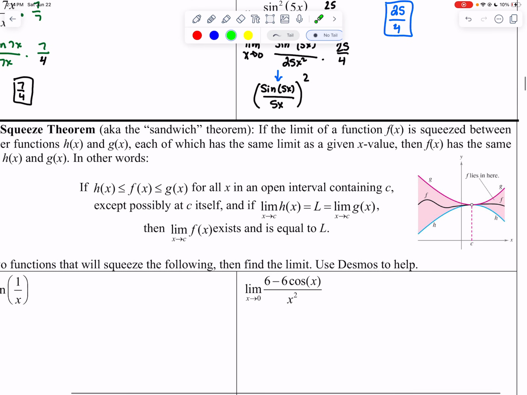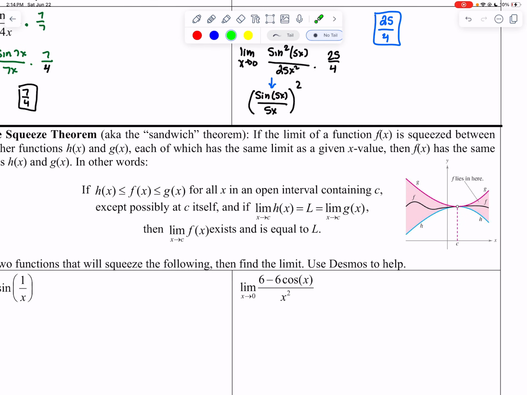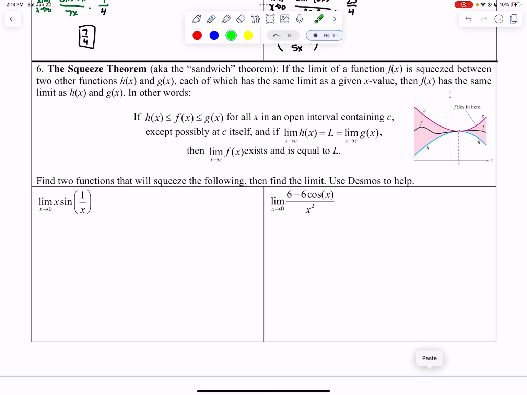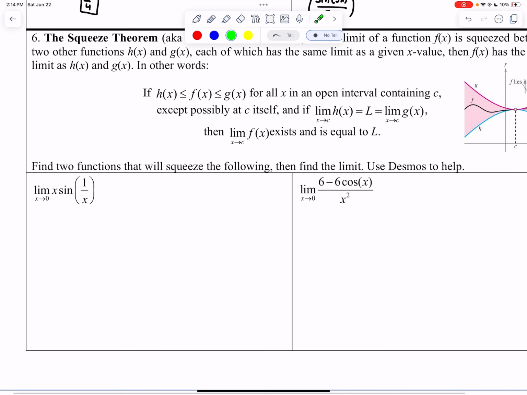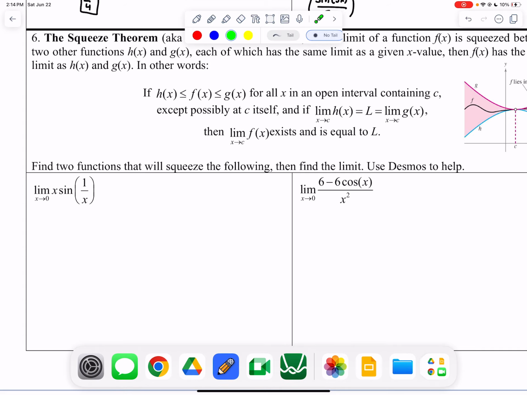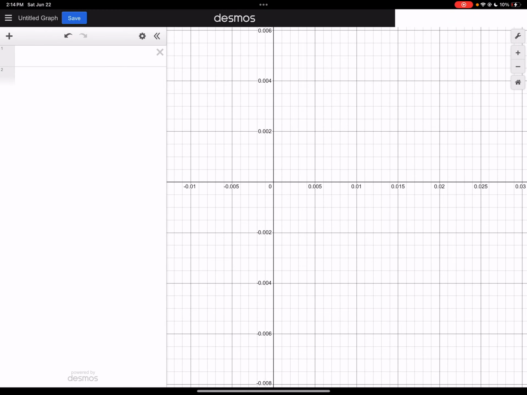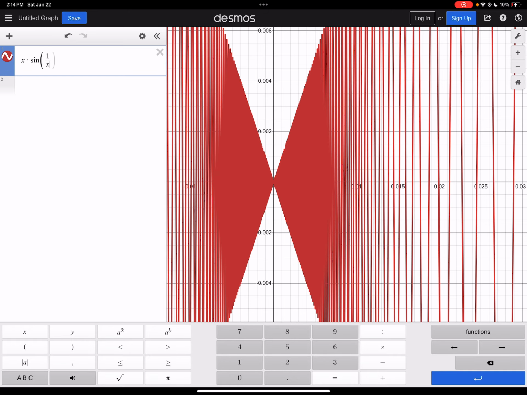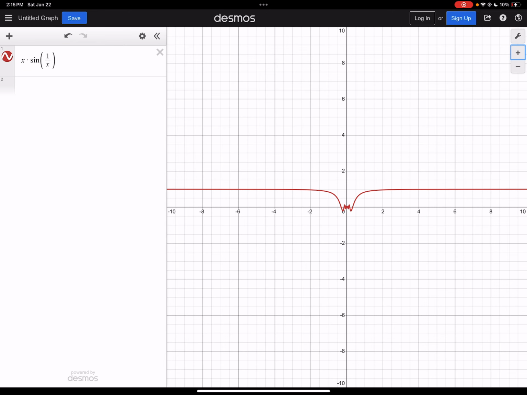Here's the formal statement. So if h of x is less than or equal to f of x, which is less than or equal to g of x, then all of that gives us the result. So what we're going to do here is find two functions that will squeeze the following, and then find the limit. We're going to be using Desmos. So I'm going to do the first one, where I have x times sine of 1 over x. So we have this mess right here.